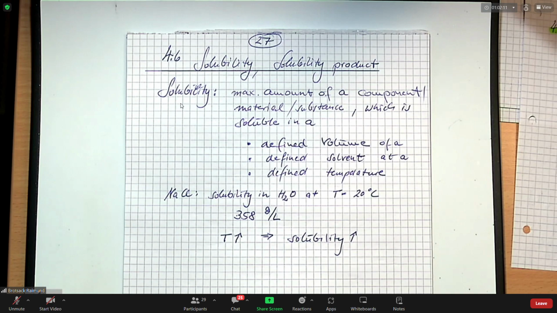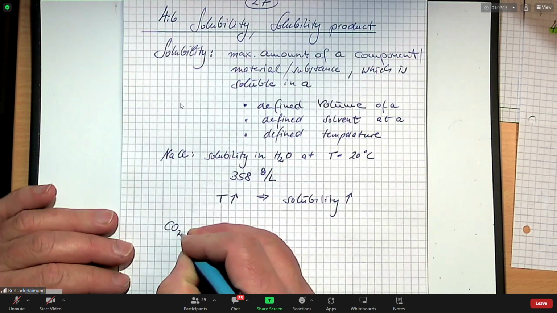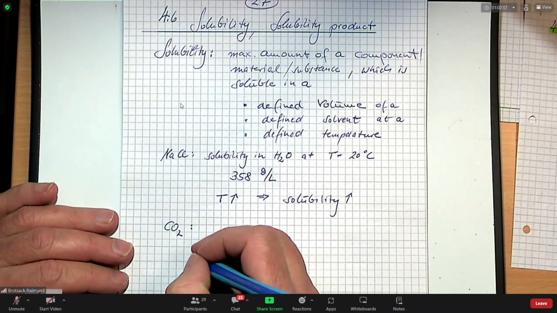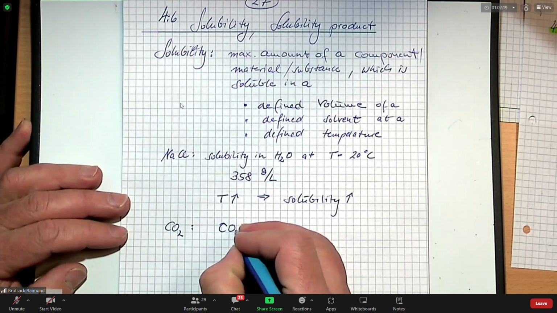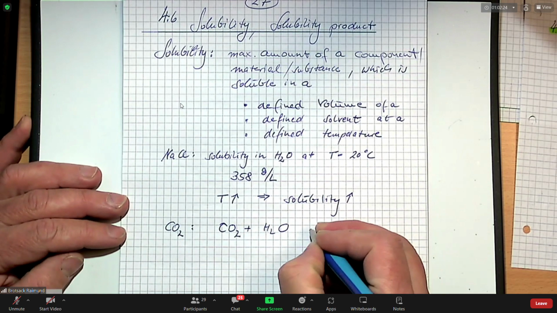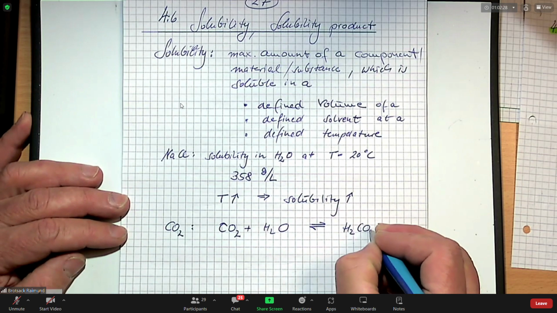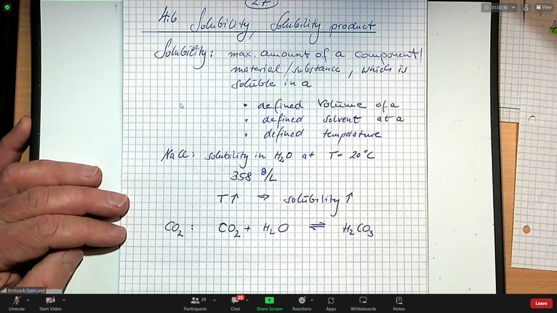Let's look at another example. We have carbon dioxide, CO2, and we know we can produce sparkling water. CO2 plus water forms H2CO3, carbonic acid.